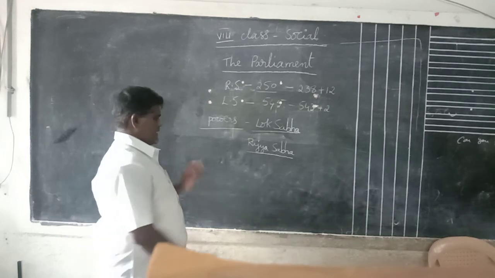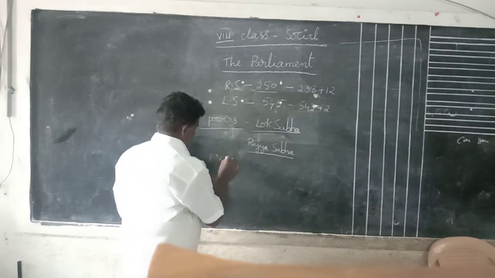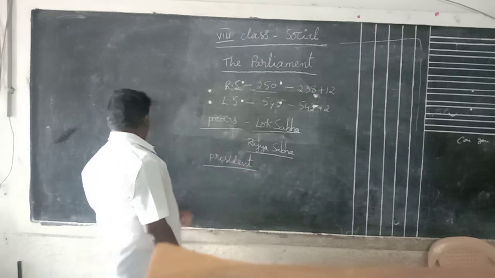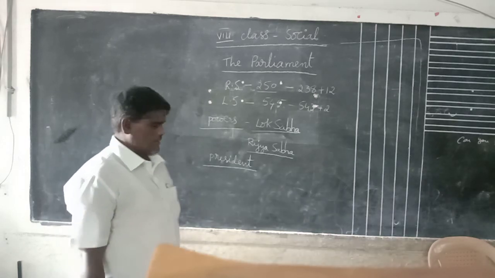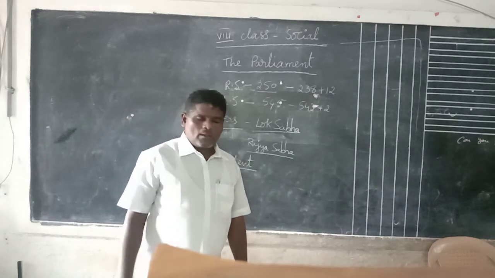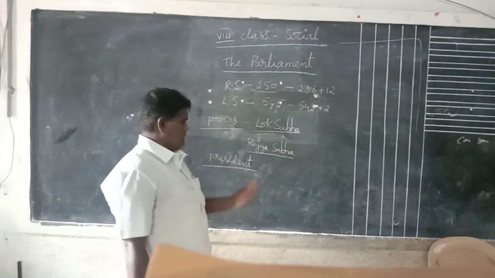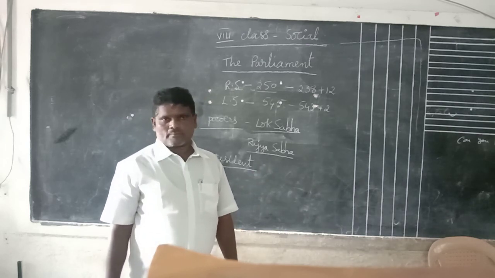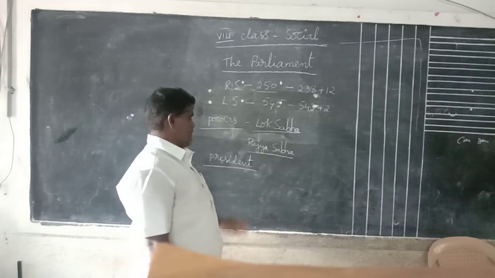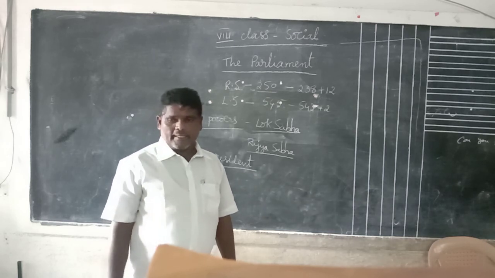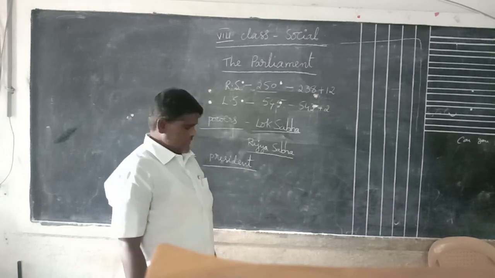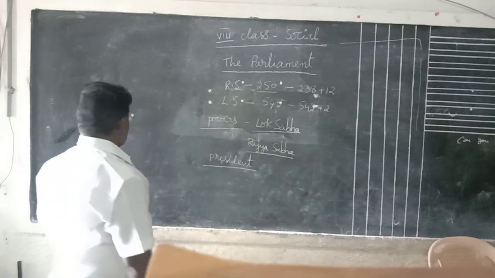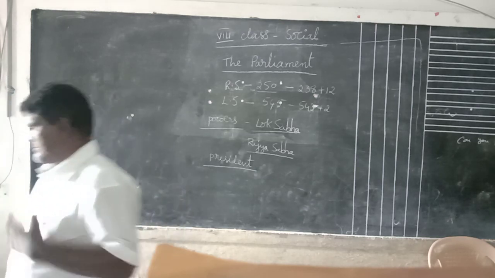And the President. President means Rashtrapati, and the present president Rashtrapati Ramnath Kovind is the first citizen of India. In Indian administration, in the name of the president any bill becomes an act after approval.